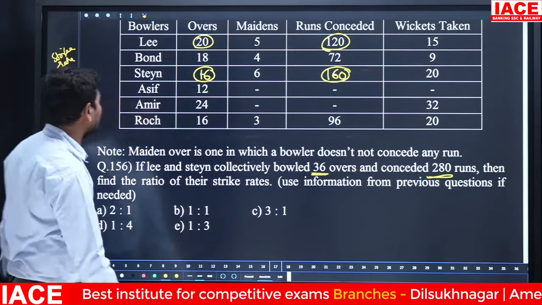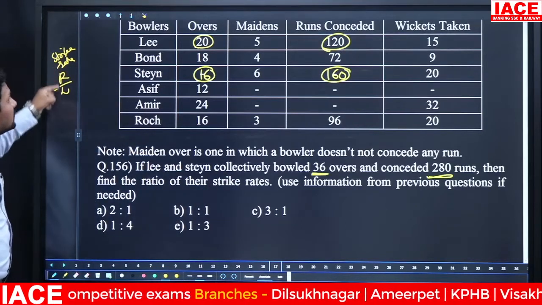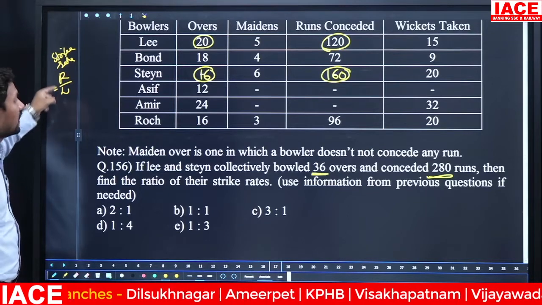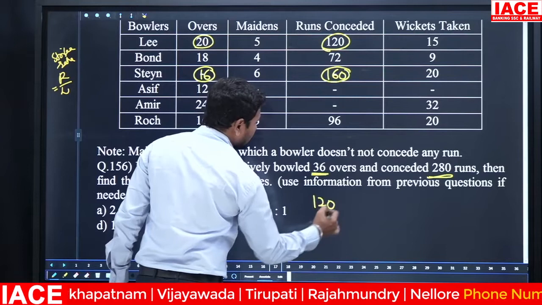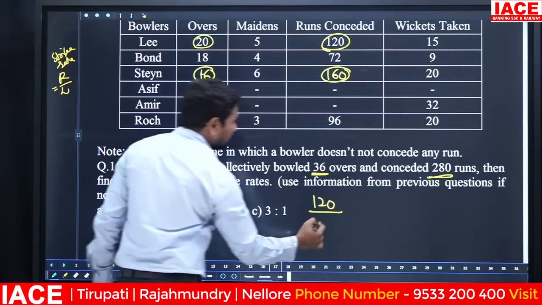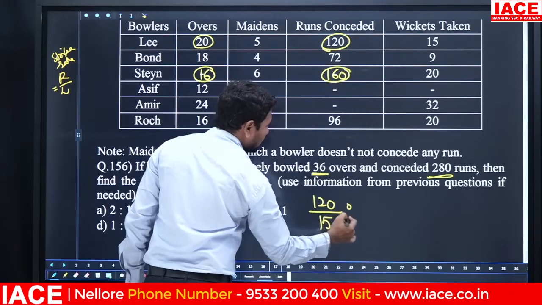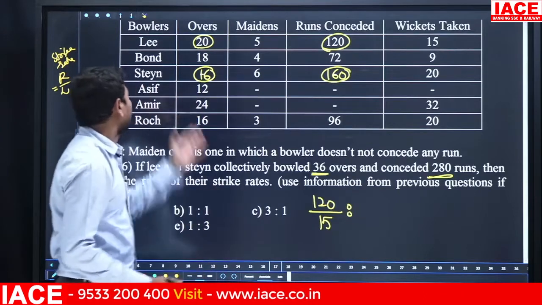How to calculate strike rates? Strike rate is equal to runs by wickets. We know the formula, runs by wickets. How many runs are given by him? 120 runs given by him. And how many wickets taken by him? 15 wickets taken by him. This is for Lee. And next we will write for Stein.